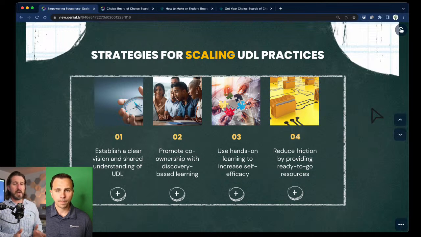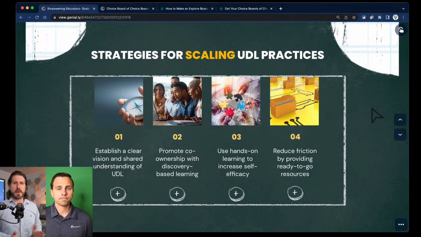And one very specific way that we can do this is through using hands-on learning to increase self-efficacy. So there's also a lot of research out there that shows that self-efficacy is the number one predictor to whether or not teachers will be integrating technology for the purpose of meaningful learning. And so if you don't feel confident and competent using technology, you're just not going to use it. And that also kind of makes inherent sense.